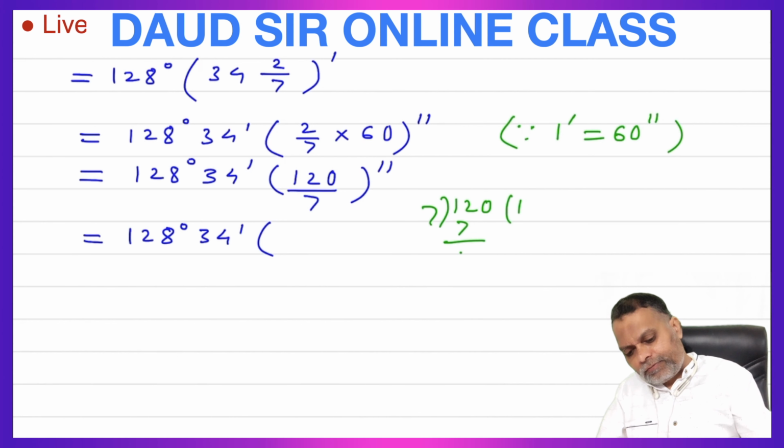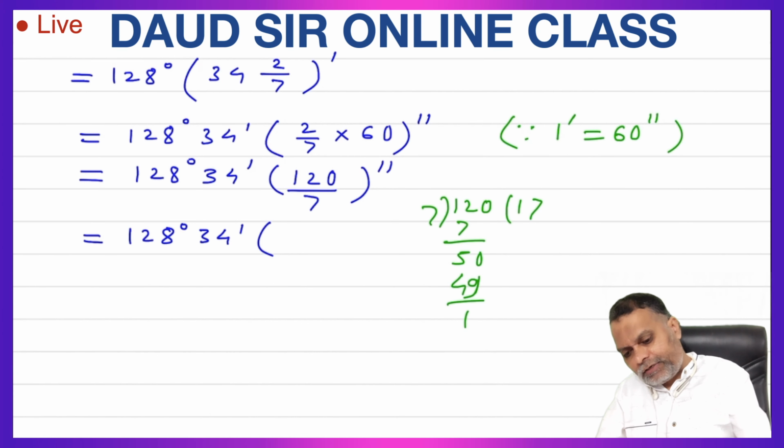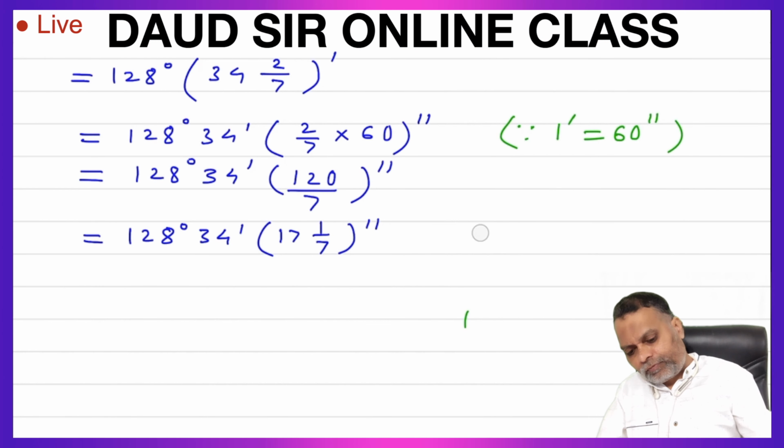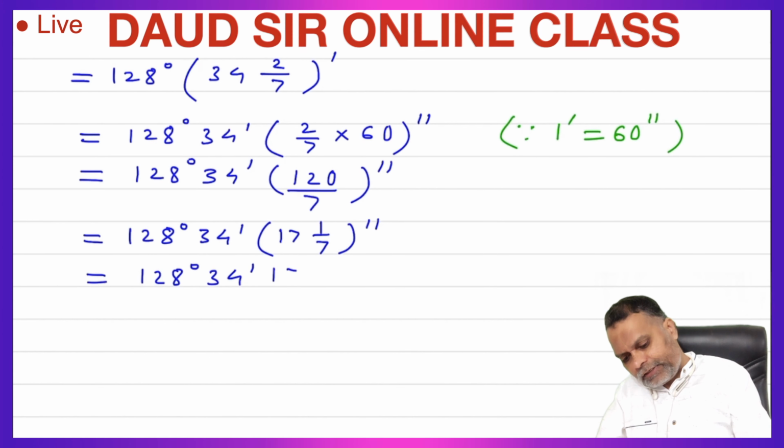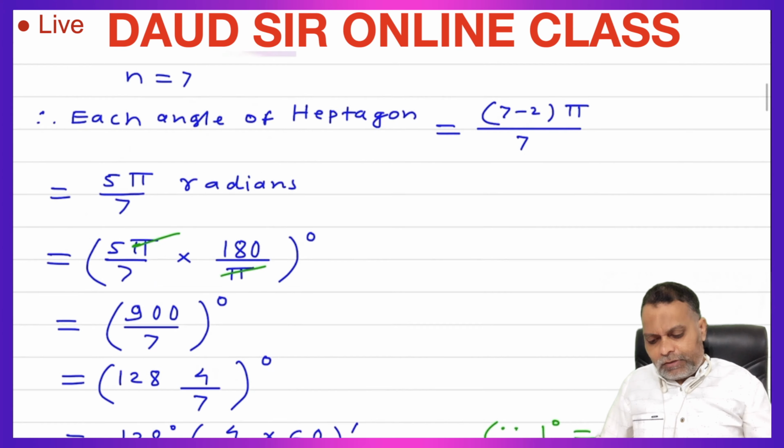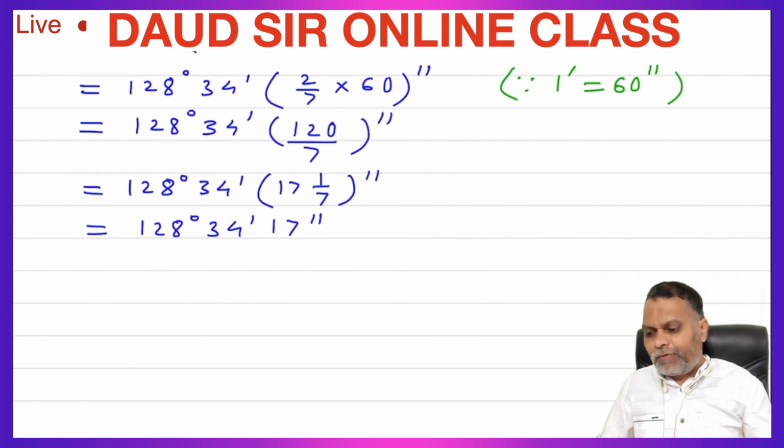So 17 and 1 upon 7 seconds. So approximately we can write 128 degree, 34 minute and 17 seconds. This angle in degree, 128 degree, 34 minute and 17 seconds approximately.